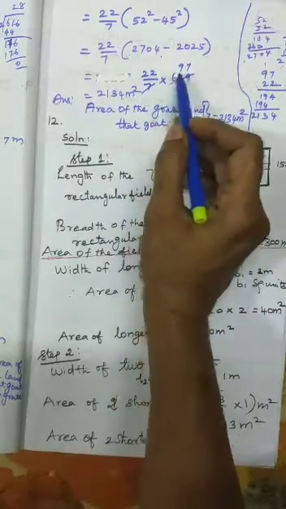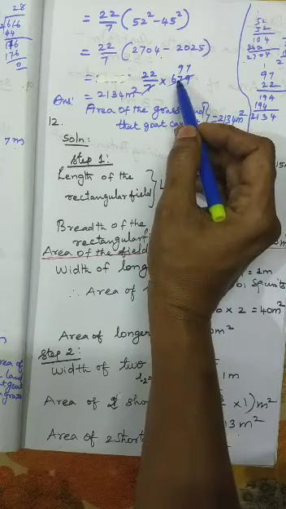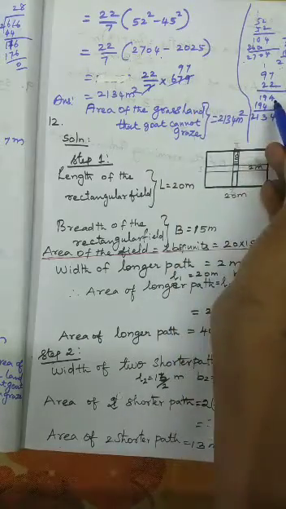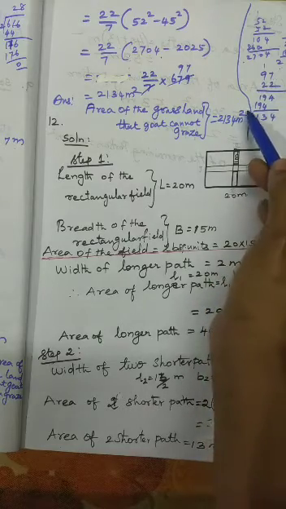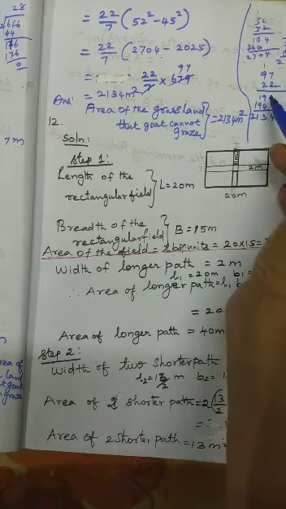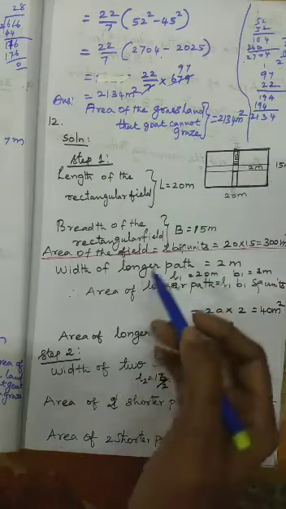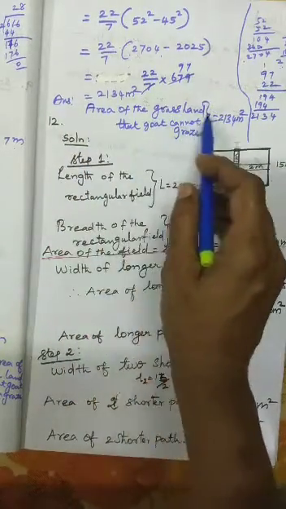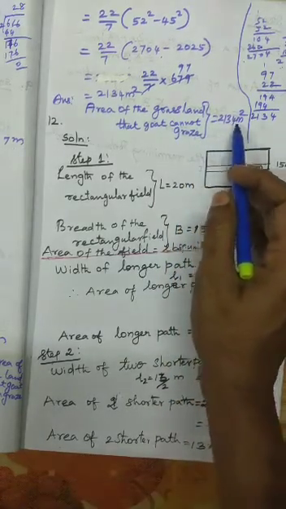So 22 by 7 into 679. You cancel 7 and this. 9 7s are 63. Remainder 4, 49. 7 7s are 49. So 22 into 97 is 7 2s are 14. Remainder 1. 9 2s are 18 plus 1, 19. 194. Then add 4. Then 13 3s. Remainder 1. 11, remainder 2134. So the answer is area of the grassland that goat cannot graze is equal to 2134 meters square. Then 12th problem.